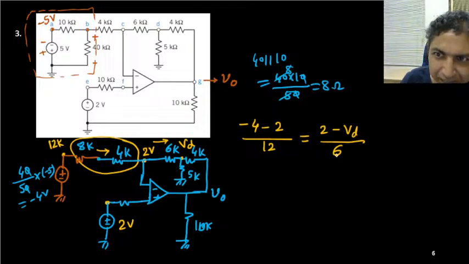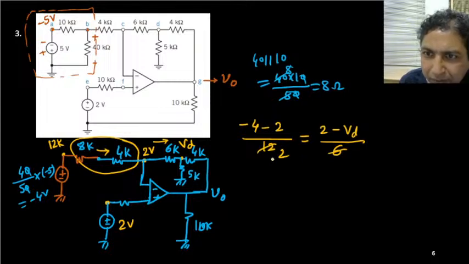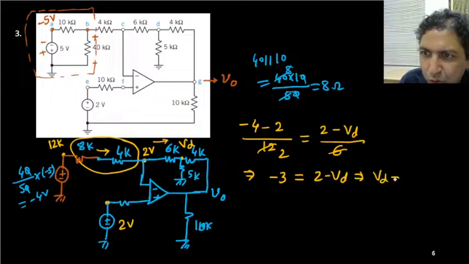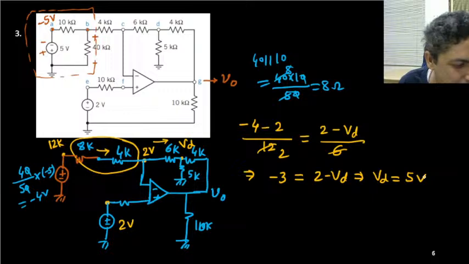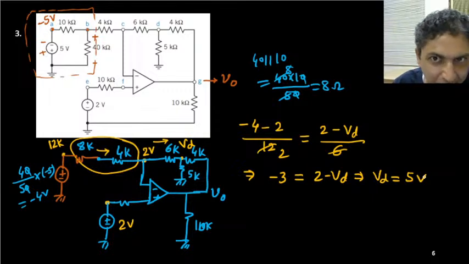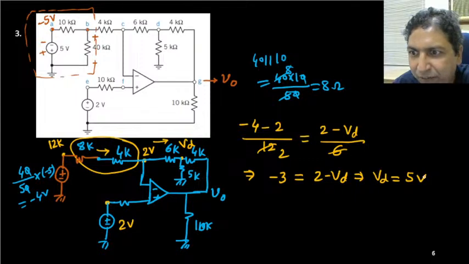Then this will be your 2. It's a minus. If you simplify it, minus 6 by 2 is minus 3, equals 2 minus Vd. In that case, Vd equals 2 plus 3, which is 5 volt. So first we have got Vd. Vd is your 5 volt. Now the thing is very simple.